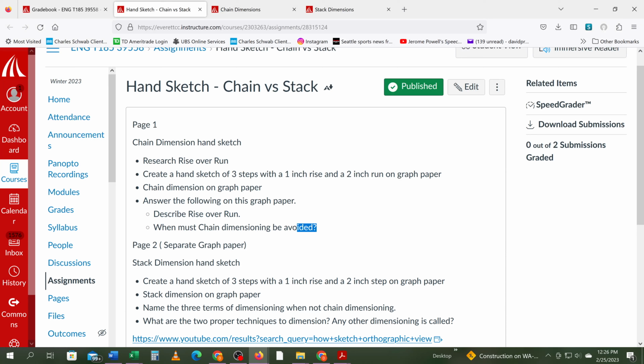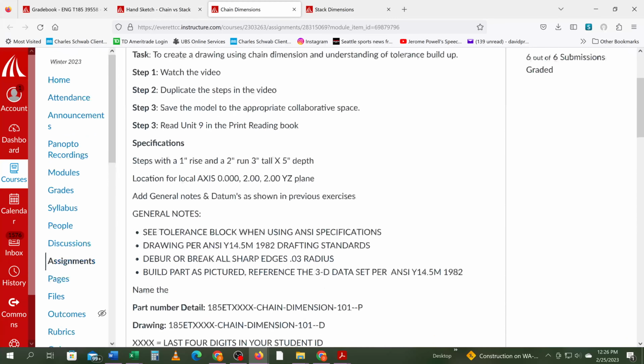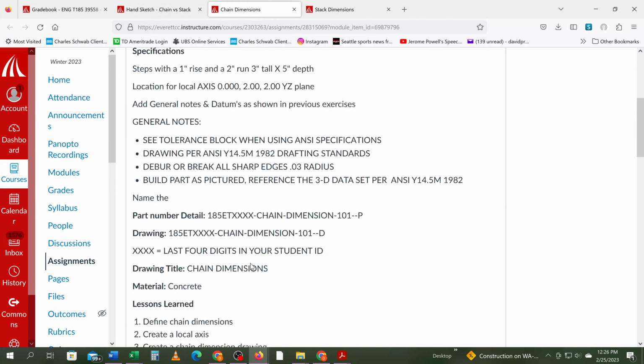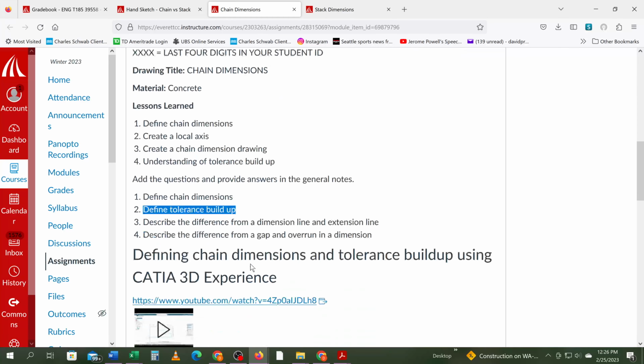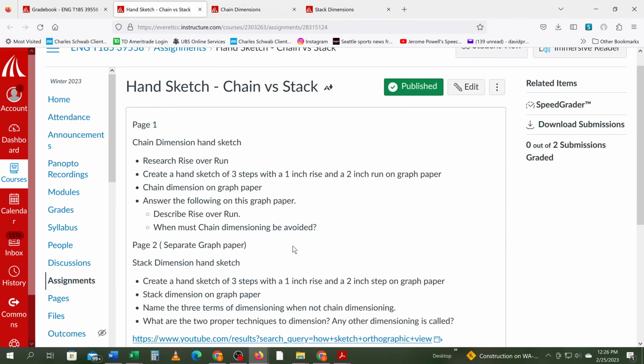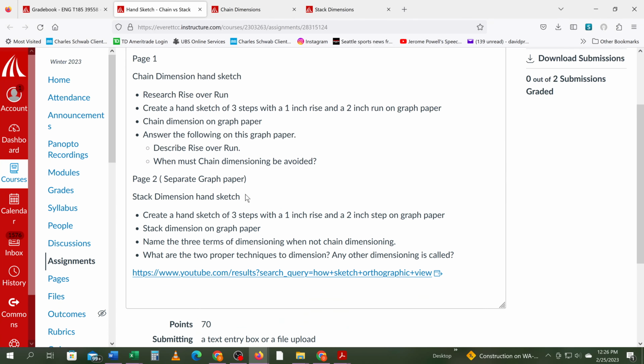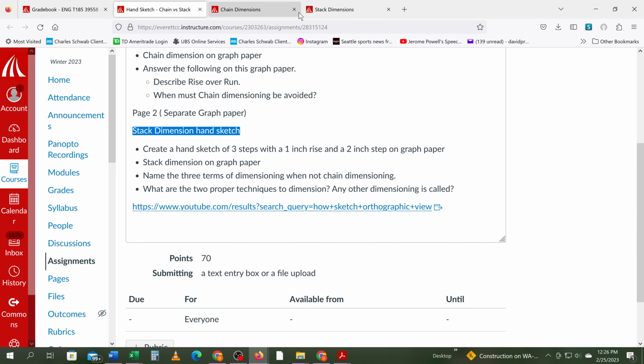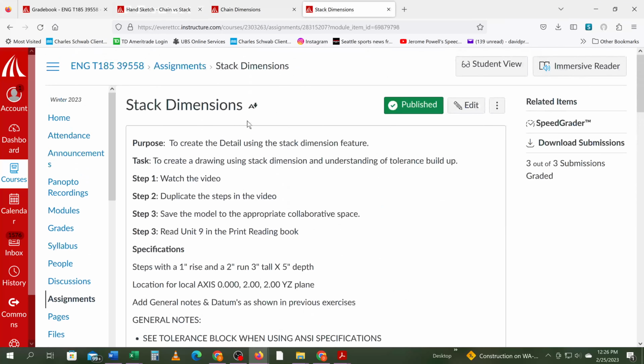When must chain dimension be avoided? I'll give you a hint. When you did this exercise in the chain dimensioning, I had you answer some questions. So think about what you answered for question number 2 and reflect back on the video. You're going to do the same thing, another hand sketch, so 2 separate pieces of paper, and you're going to sketch the same thing you did on the stack dimension drawing.